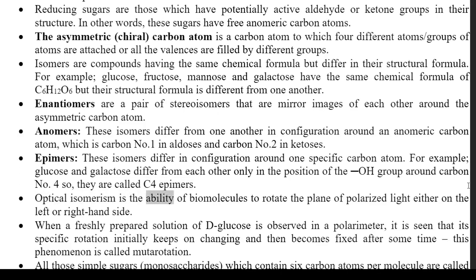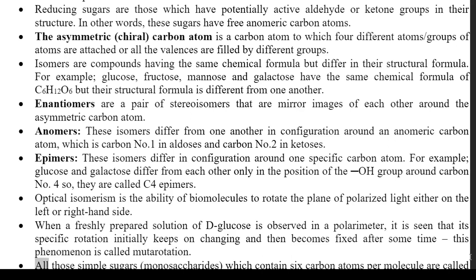Optical isomerism is the ability of biomolecules to rotate the plane of polarized light either on the left or right-hand side. When a freshly prepared solution of D-glucose is observed in a polarimeter, it is seen that its specific rotation initially keeps on changing and then becomes fixed after some time. This phenomenon is called mutarotation.